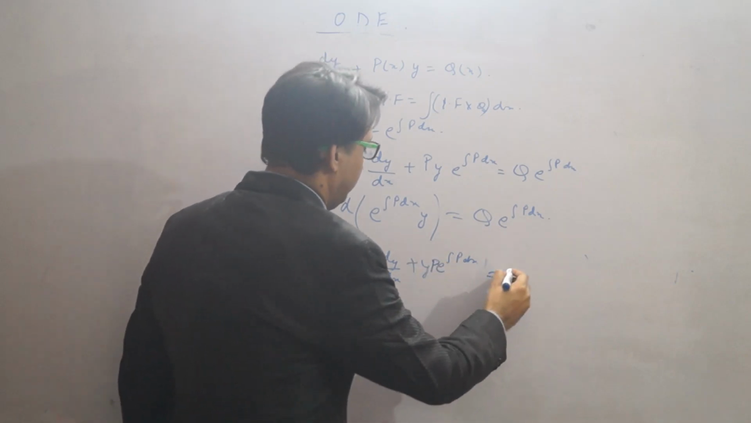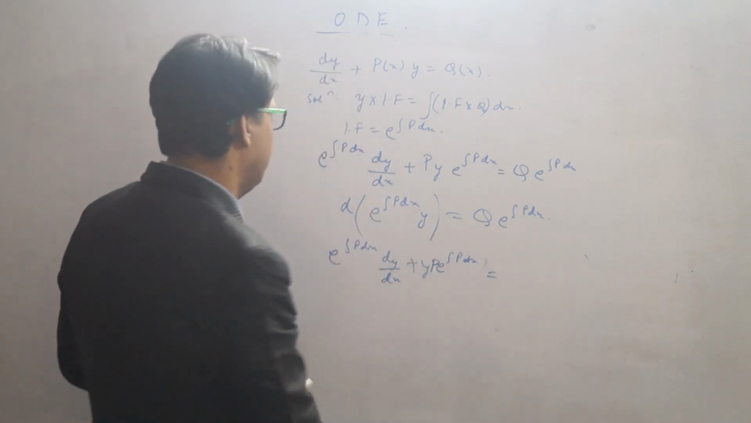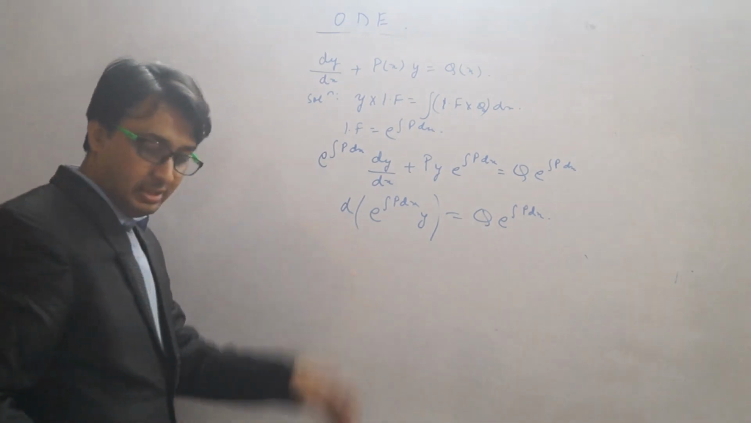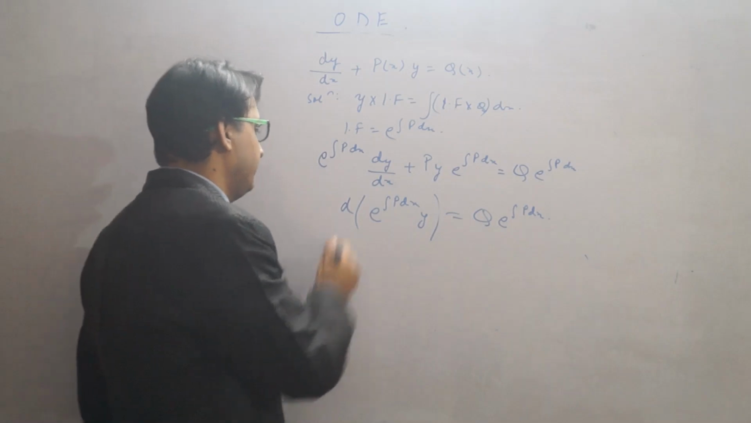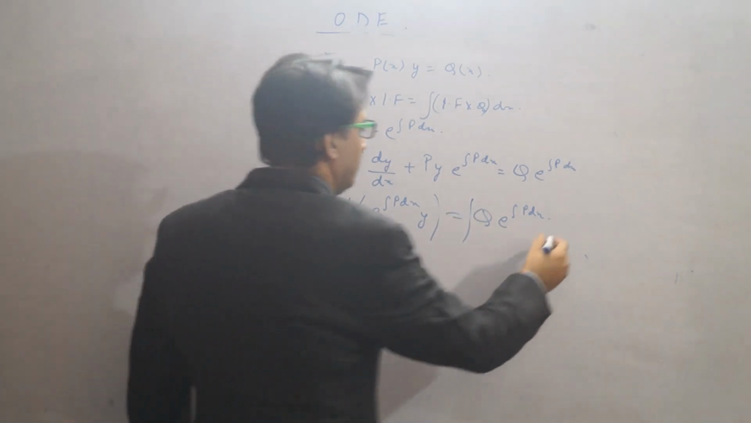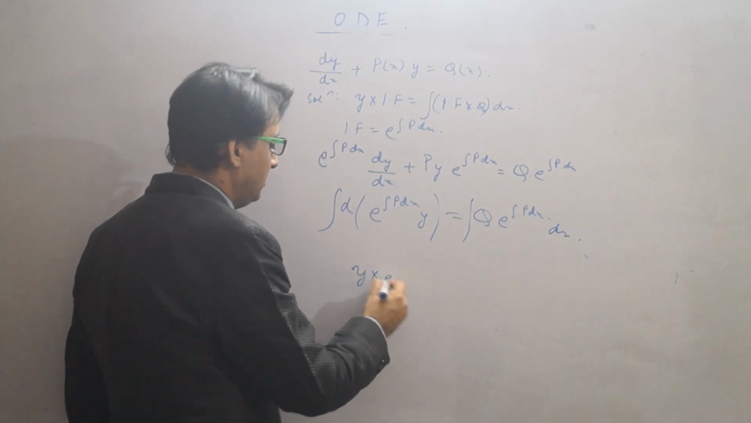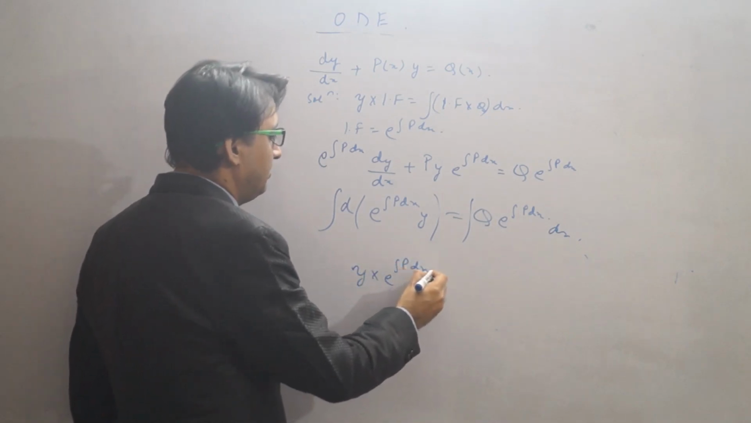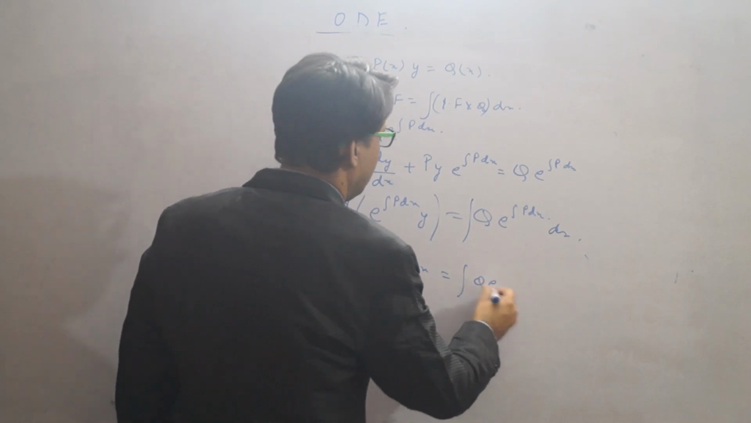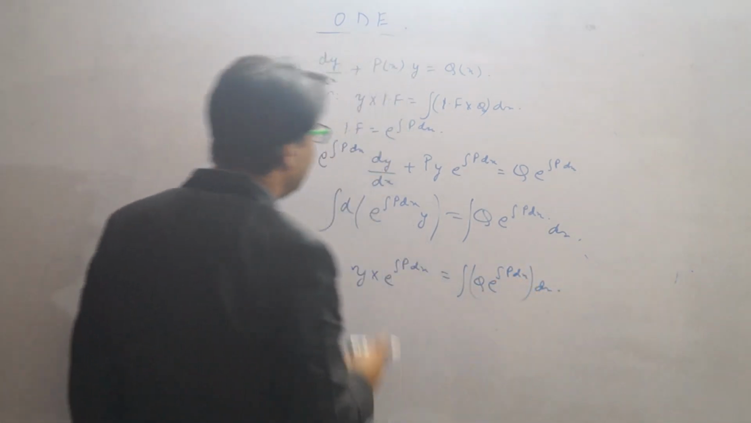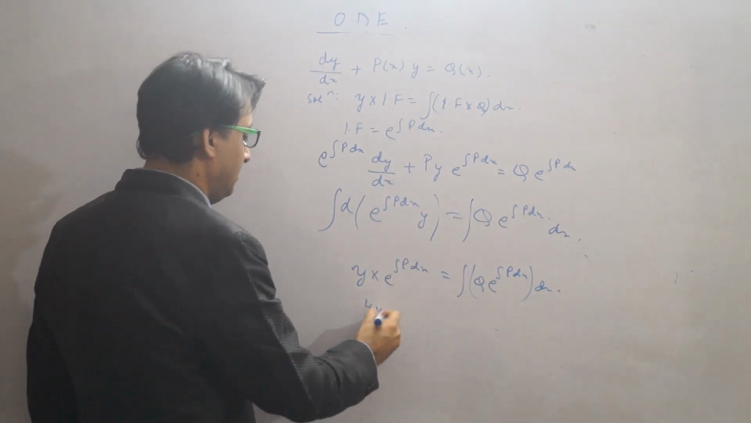This is equal to Q e to the power integral P dx. Take the integral of this. This gives me y into e to the power integral of P dx is equal to integral of Q e to the power integral P dx dx. This was our integrating factor.